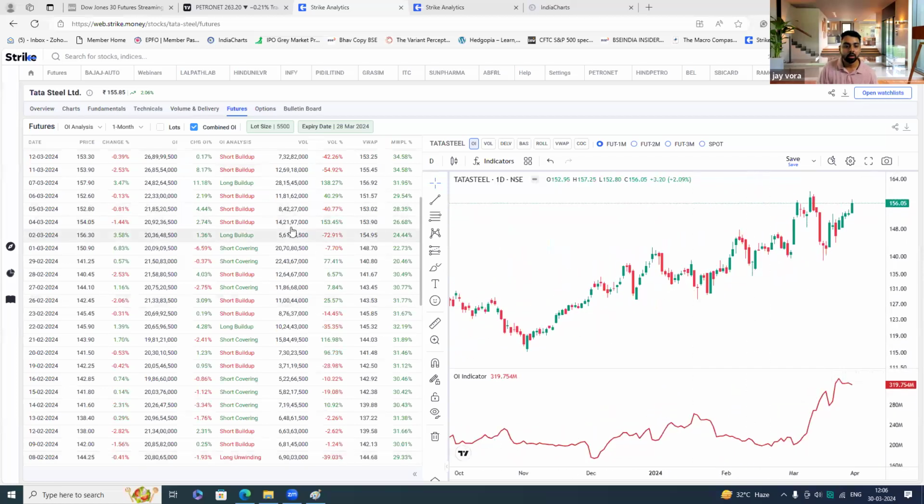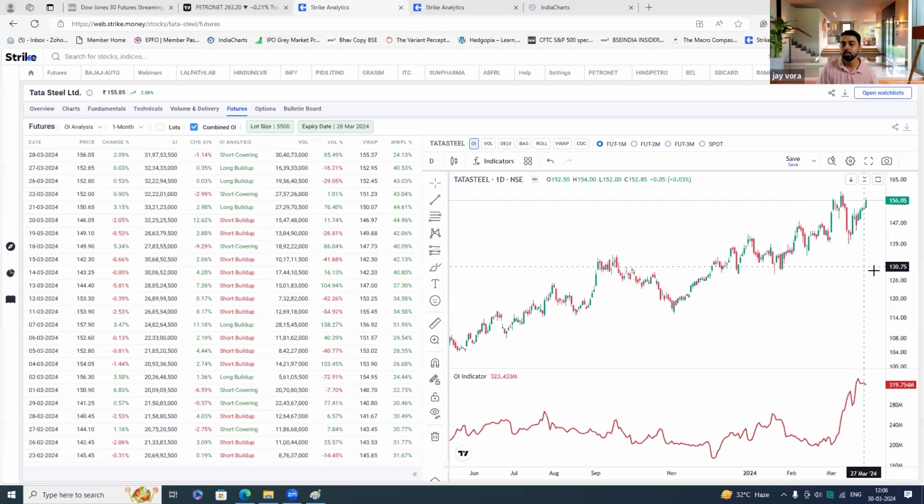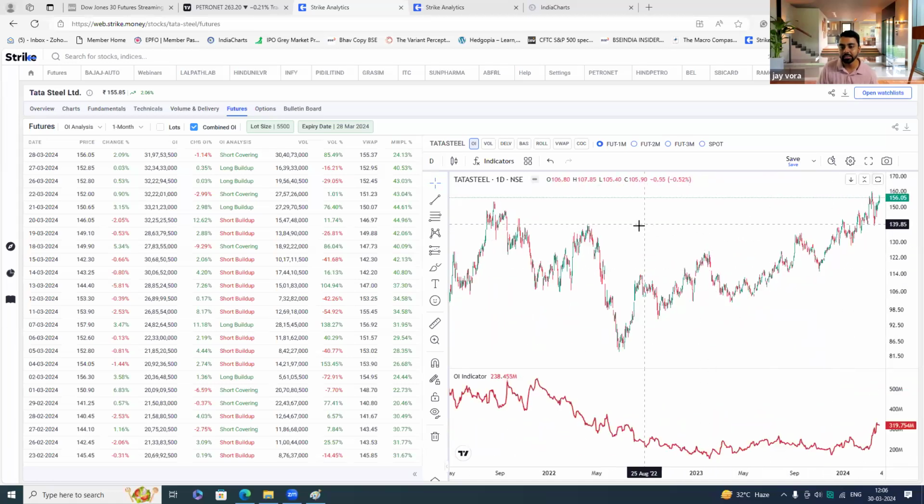Because you can see at this point the short build-up that has happened, from 4th of March, which is somewhere around here, people have shorted, and they have continued to short over here as well, from 11th March to 15th March. So I would suspect that Tata Steel is already showing strength, because taking support at the previous high, it is now again trying to come back.